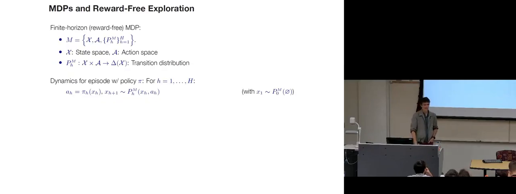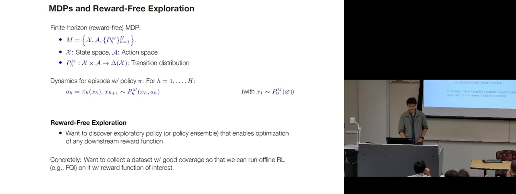So, quick background, I'm working in finite horizon MDPs. They're going to be reward free. Everyone knows how the dynamics for MDPs work. And we're going to look at reward-free exploration, which is where you just want to find a single exploratory data set that can enable optimization of any downstream reward function. So concretely, you want to collect a data set that has good coverage so that you can run offline RL later for any reward function that's specified.